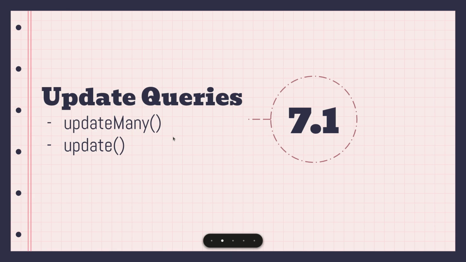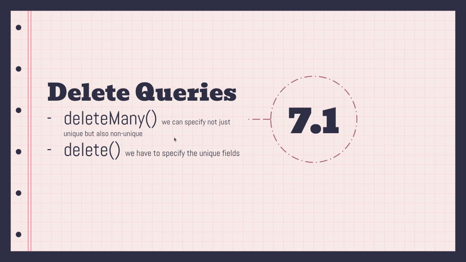So yeah, that's basically how you can use update many and update. Update many does not take a unique field, or can take a unique field, but for update we have to specify a unique field. So yeah, that's basically it. Let's look at delete, and delete has the same things as update. We can use delete many, where we can specify not just a unique field but also a non-unique field, just like update. But for delete, you have to specify a unique field, just like the one for update that we covered.